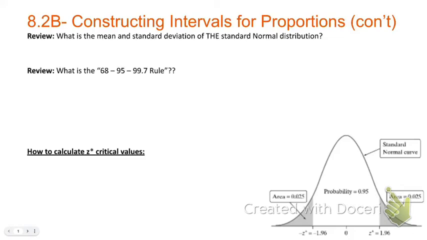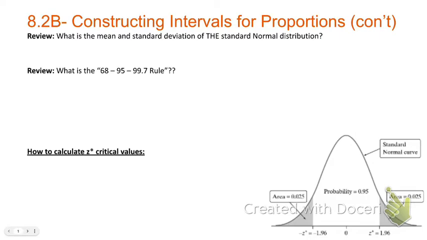So we are going to talk about how to get a Z-star critical value. But in order to get a Z-star critical value, we need to remember something from chapter 2. The standard normal distribution. That was the distribution where the Z-scores lived. It had a very specific mean and standard deviation.